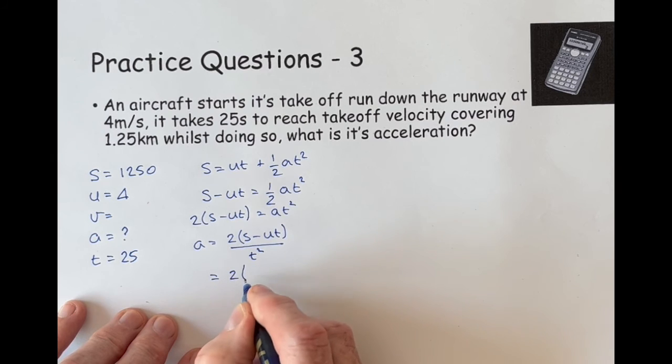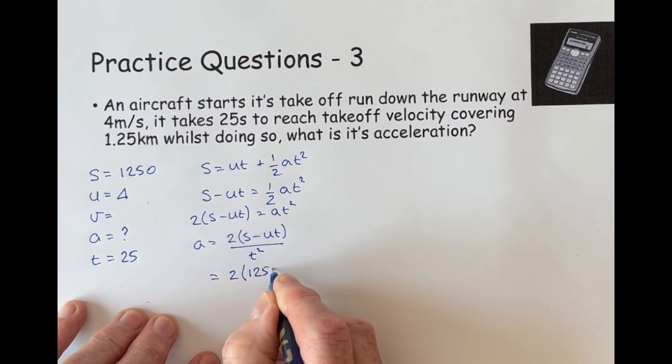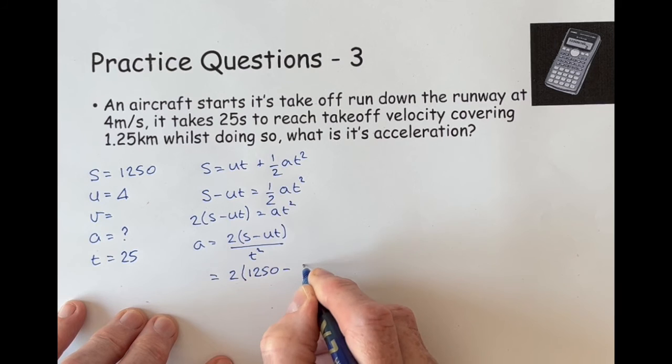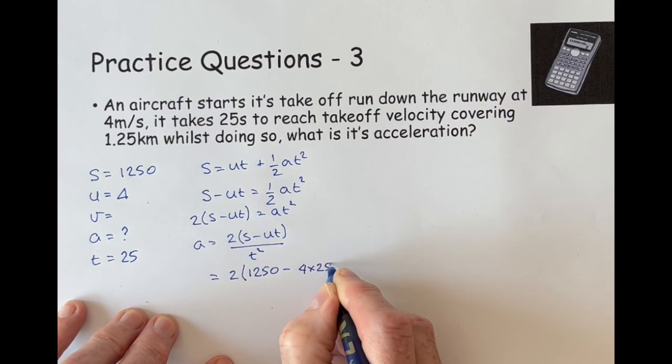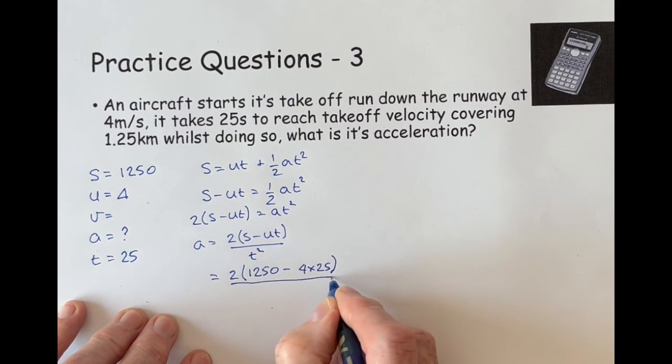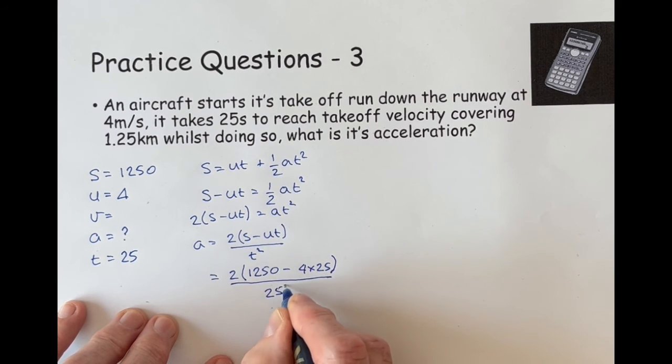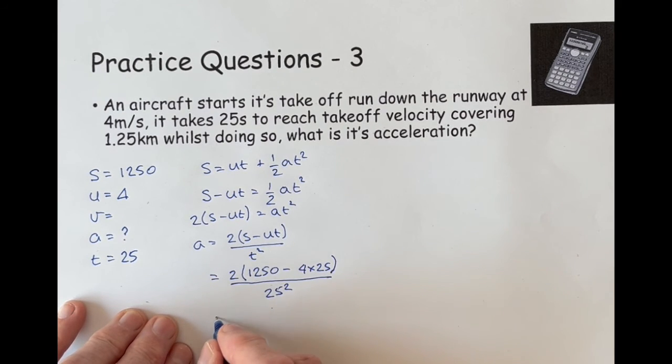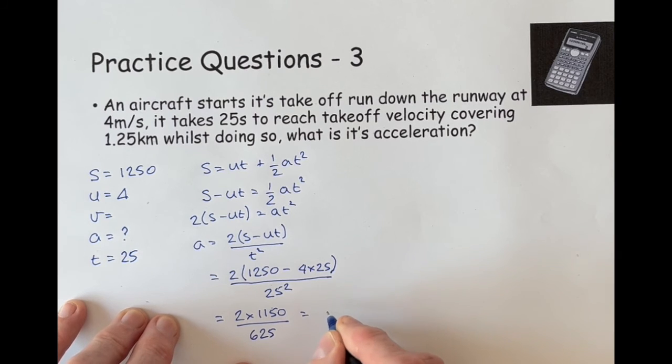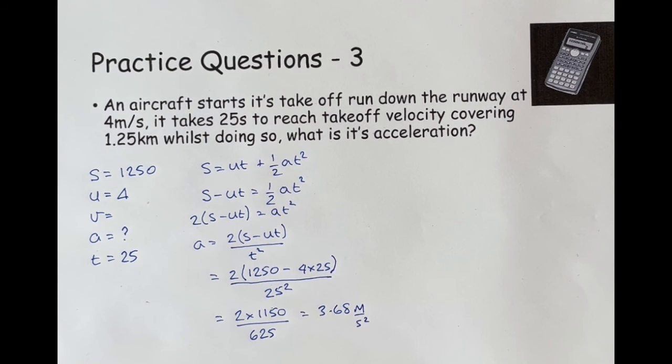It's 2 times 1250 minus 4 times 25, divided by 25 squared, and that comes to 1150, because that minus that times that is 1150. 25 squared is 625, and that comes to 3.68 meters per second squared. And that's the correct answer.